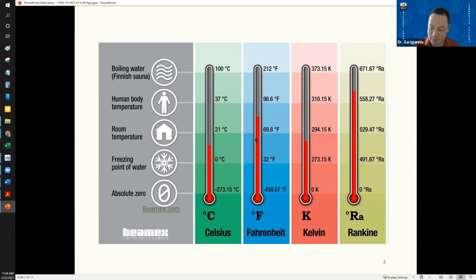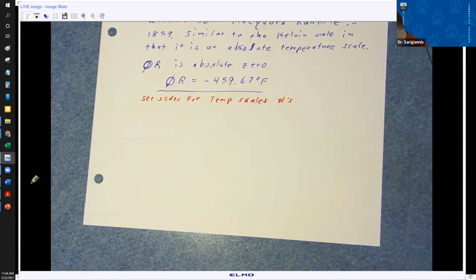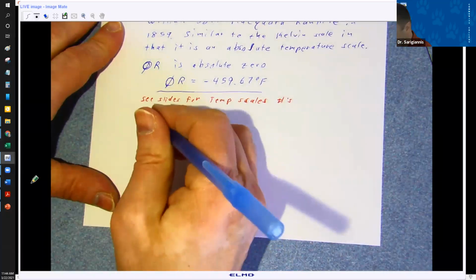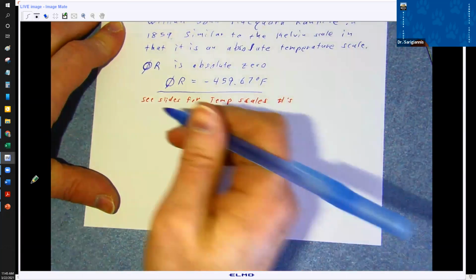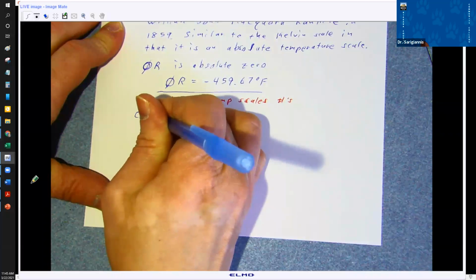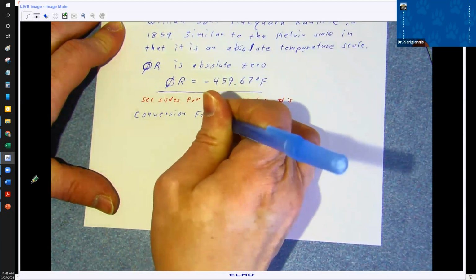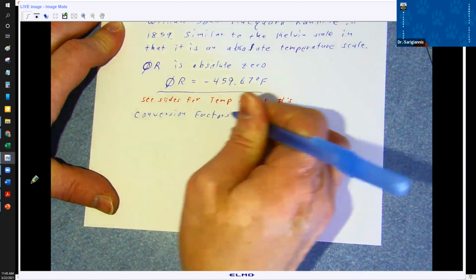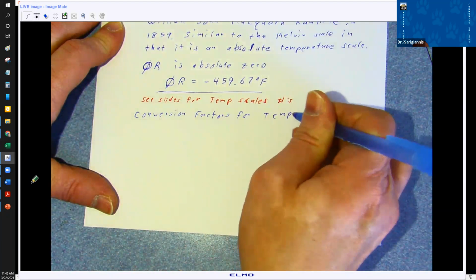Oh, I'm not going to get to, let me give you some conversion factors and then we'll wrap it up here. I talked too much about the old days. Let's look at conversion factors for temperature.